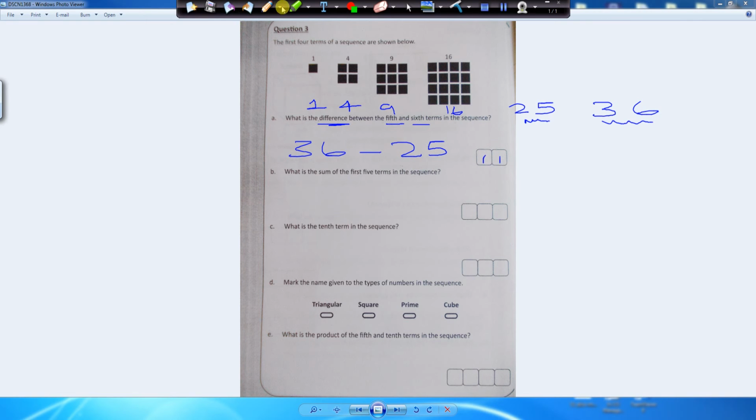Next question. What is the sum of the first 5 terms of this sequence? What does the word sum mean? Okay, let's have Muniba.